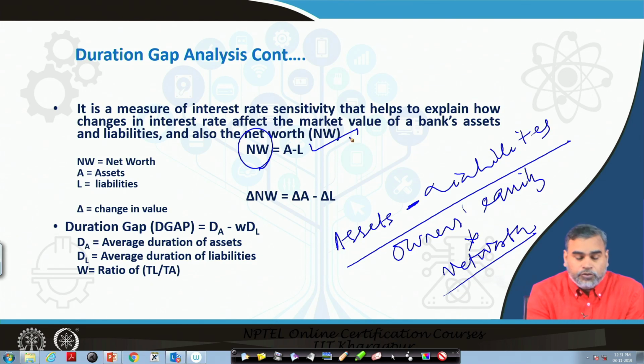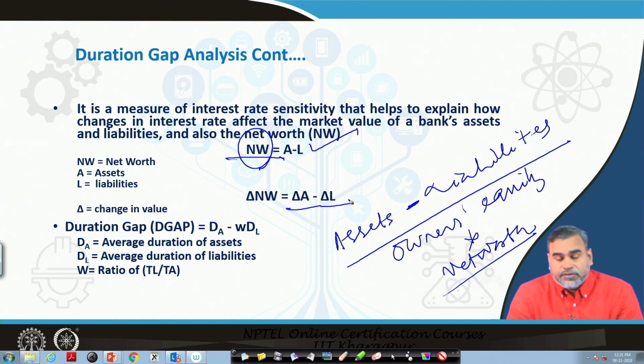If you want to calculate the change in net worth, then obviously it is nothing but the change in assets minus the change in liabilities. Your delta represents the change in value. Your change in the net worth is nothing but the change in the value of the assets minus the change in the value of the liabilities. That basically we already know.